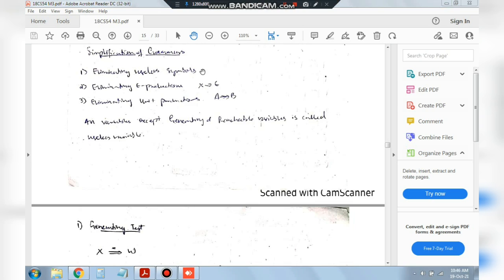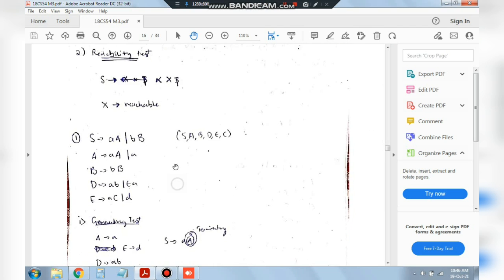Okay, the next one is simplification of grammars. Here we have to simplify the grammar given to us. We will be following three rules: eliminating the useless symbols, eliminating the epsilon productions, eliminating the unit productions. Okay, so we'll be discussing each of these rules by an example, and when we do these three rules, the grammar will be simplified. Okay, so let's get started with the example first.